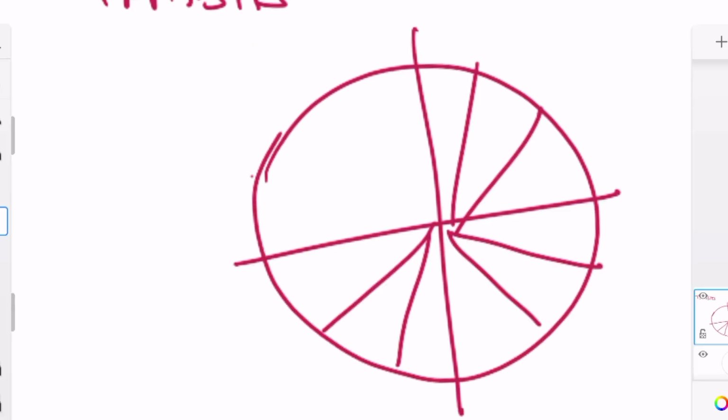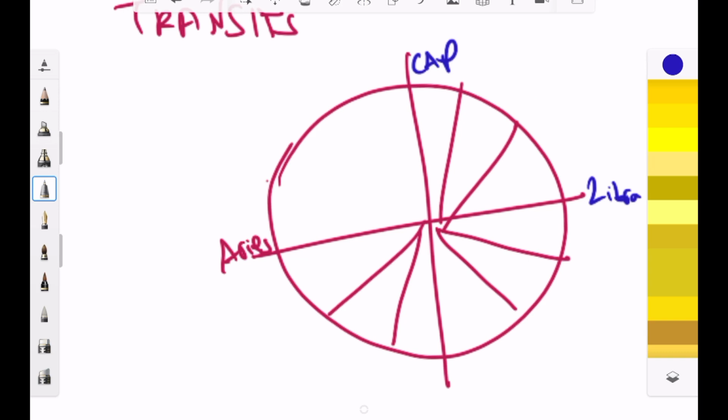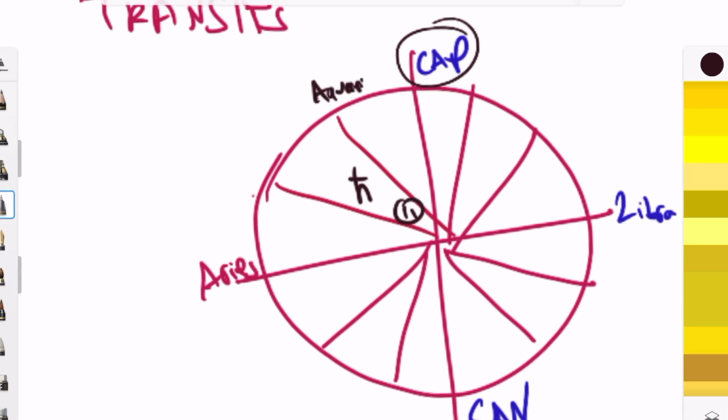For example, this is your natal chart. The ascendant is in Aries. We know that if this is Aries, this is Libra. And if this is Libra, this will be Capricorn. And if this is Capricorn, the opposite of Capricorn is Cancer, right? So let's take an example that your Saturn is in the 11th house. If this is Capricorn, this is Aquarius to open the 11th house. Okay? So you have Saturn in Aquarius.